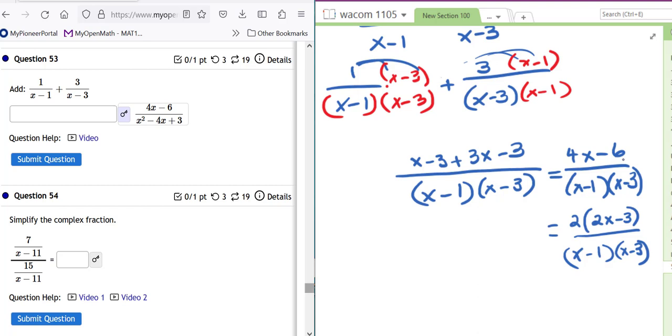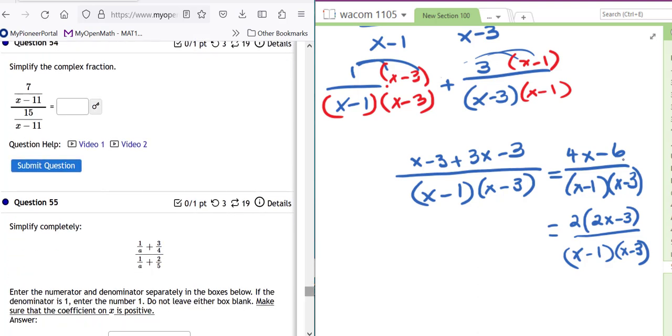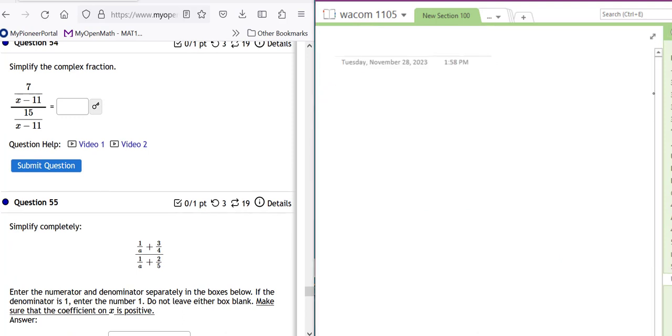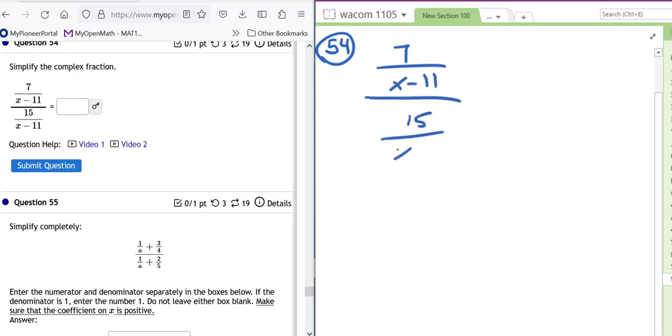All right, next we have complex fractions. And this is where you multiply through by the common denominator. Right, so your common denominator is going to be x minus 11. You're going to multiply by it up here and down here. So we really multiplied by a form of 1.